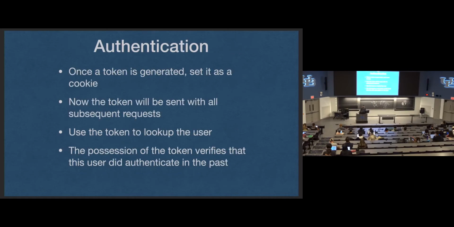Now, whenever you get a request, that user is going to send that token, that auth token, as a cookie. You take that auth token, you look it up in your users database, give me the user for this token, and you can authenticate in that way. Whatever that database returns says, oh, that token goes to this user.